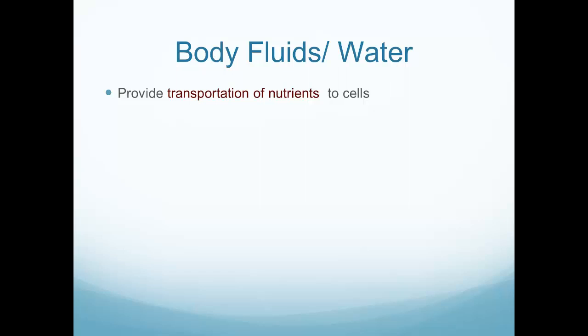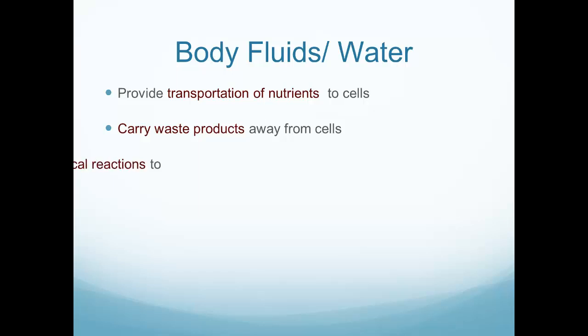But first of all, let's talk a little bit about what our body fluids and water do in the body. They provide transportation of our nutrients to the cells. Without having blood transporting our nutrients to cells, we would not be able to get the nutrients where they belong. They would just sit there on the GI tract, wouldn't go anywhere. They carry waste products away from the cell, so the cell produces the waste product, and then the blood comes to the cell, takes the waste product away.